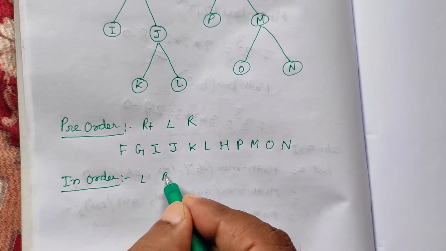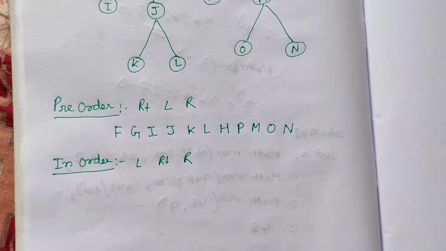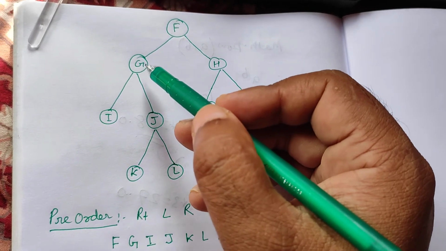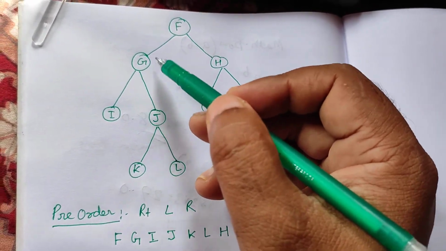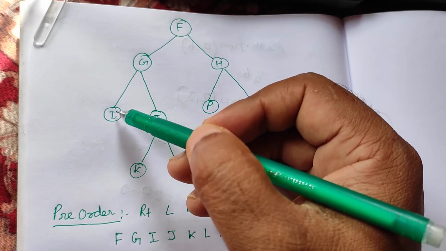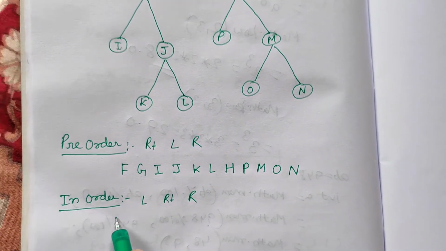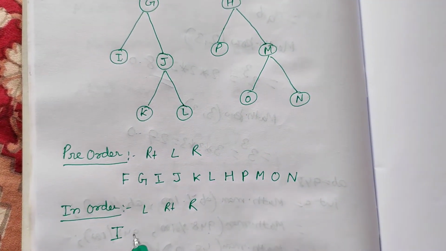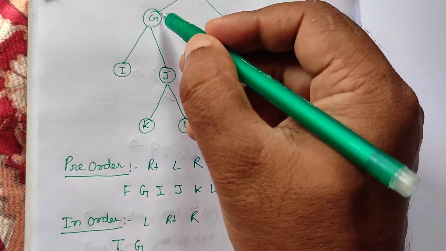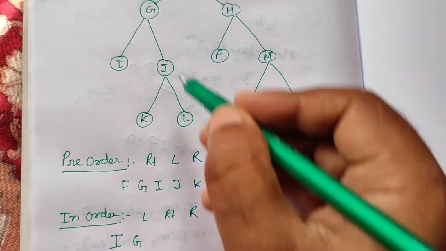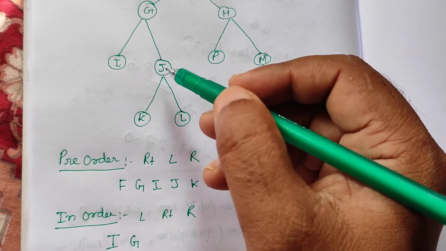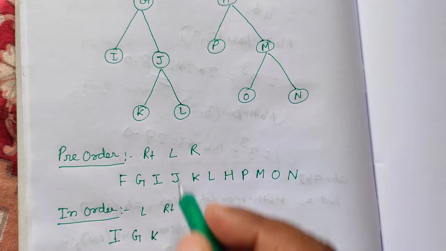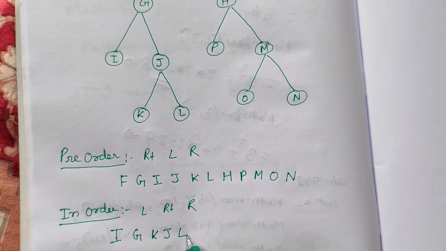That means left, root, right. Now you see, this is root, left side is G. The most left, because G is also root, left of G is I, so we will write first I. Then we will go to root, that is G, so we will write G here. Then right, because first left, then root, then right. J is the right part, but J is having left, so we will write K first, left. Then root is J, and then right, L.